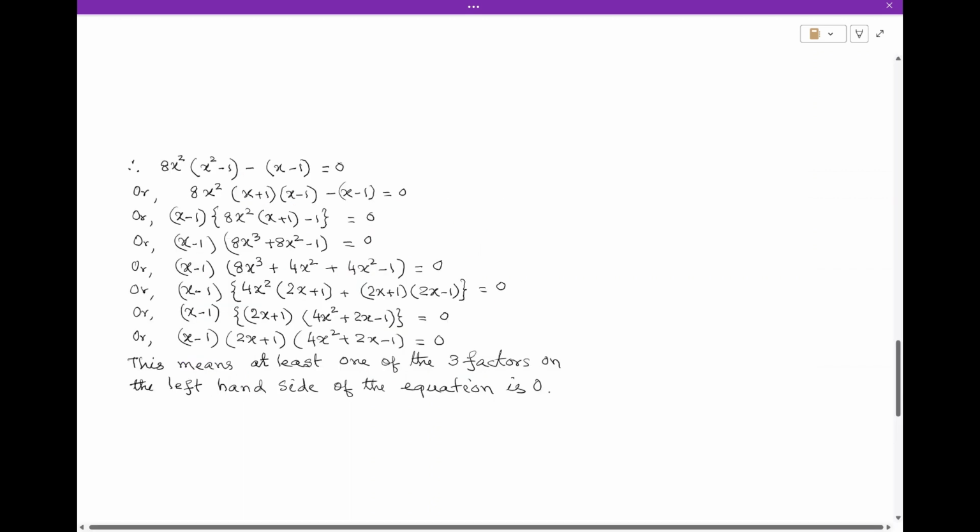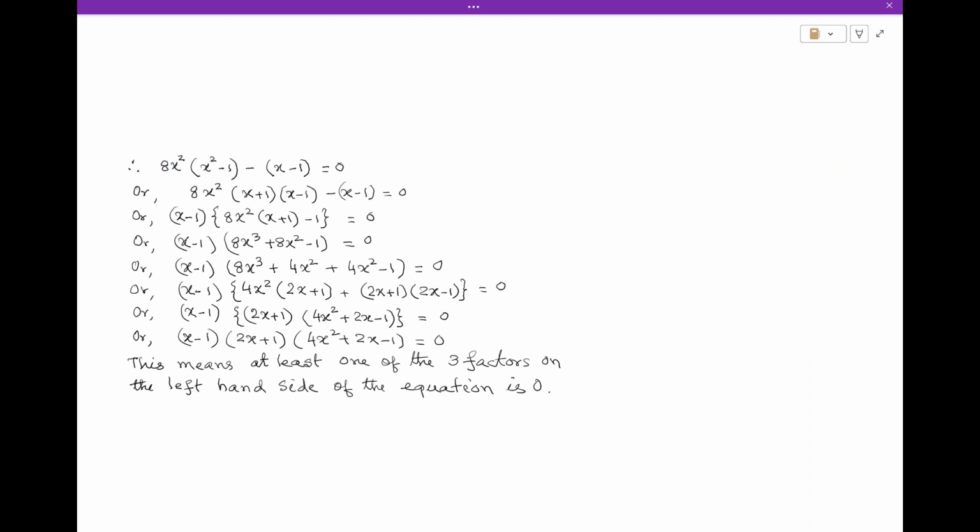Now, coming back to the problem, we had found out the value of x to be 8x square multiplied by (x square minus 1) plus 1. Now, if you take everything to one side, that is to the left side of the equation, we get 8x square multiplied by (x square minus 1) minus x minus 1 is equal to 0.